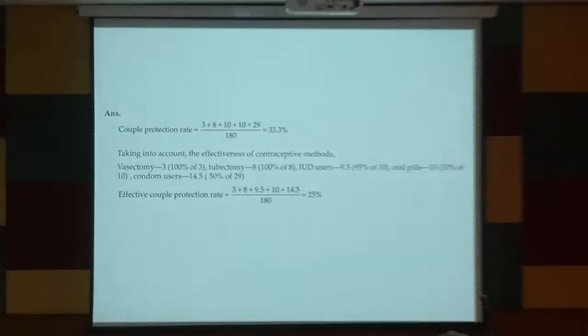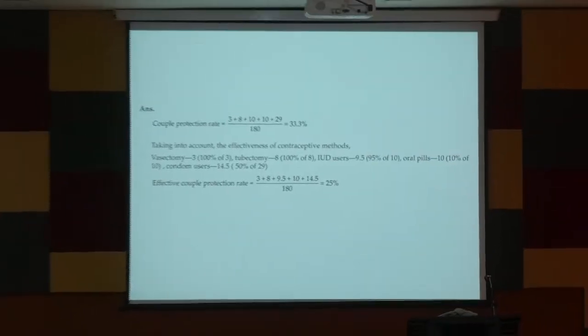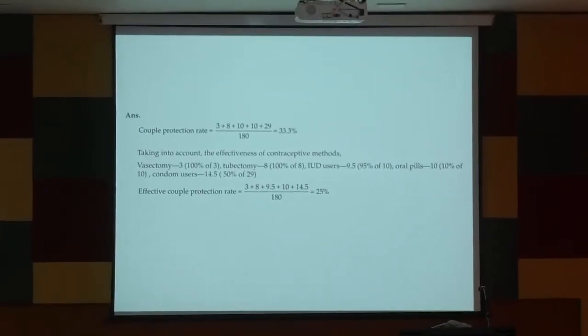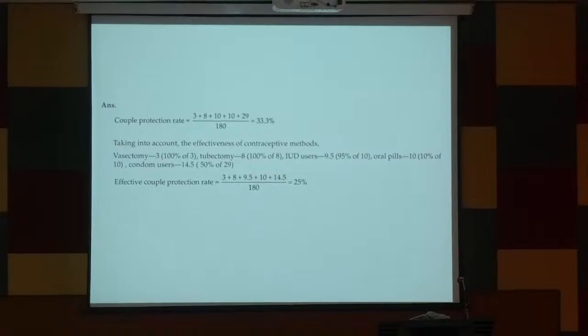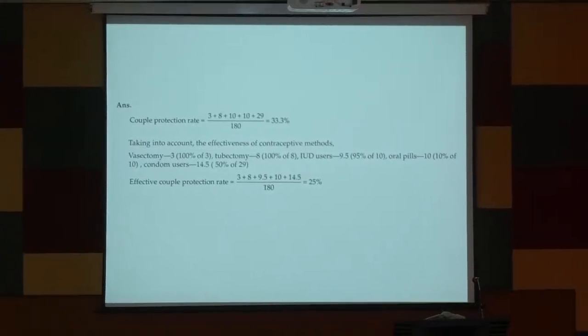Oral pills 100%, so 100% out of 10, and condom users is 50% out of 29, that is 14.5. So total, the effective couple protection rate is 25%.